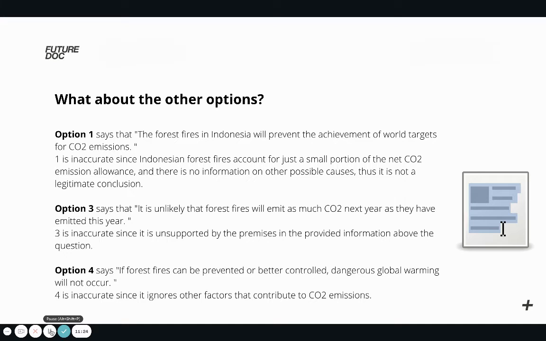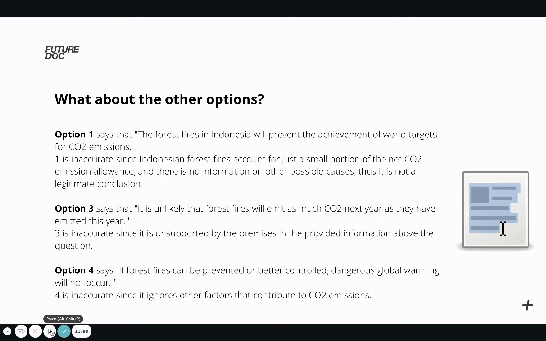Option 3 says that it is unlikely that forest fires will emit as much CO2 next year as they have emitted this year. 3 is inaccurate since it is unsupported by the premises in the provided information above the question. Option 4 says that if forest fires can be prevented or better controlled, dangerous global warming will not occur. 4 is inaccurate since it ignores other factors that contribute to CO2 emissions.